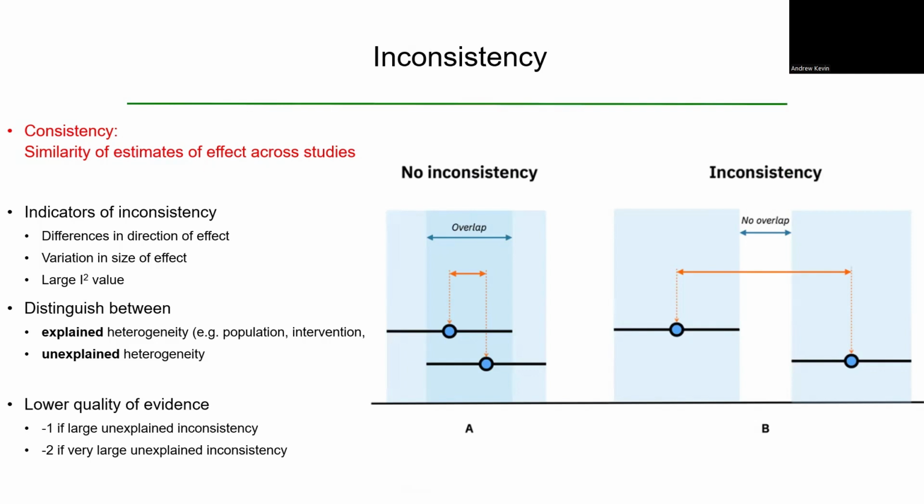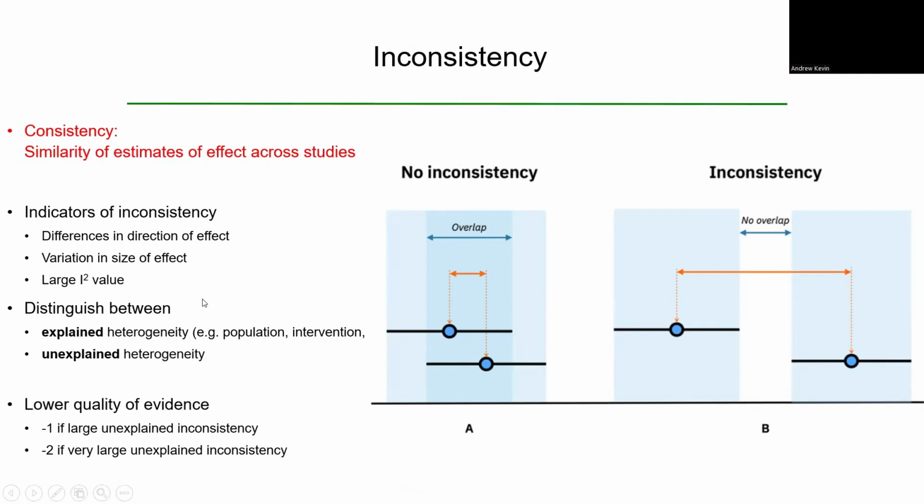Second thing is inconsistency. What is inconsistency? Consistency basically deals with similarity of estimates of effect across studies. What are the indicators that a study is inconsistent? If there are differences in the direction of the effect, if there's variation in the size of the effect, or if the I-square value is very large. Now we know the I-square value refers to heterogeneity in a study.